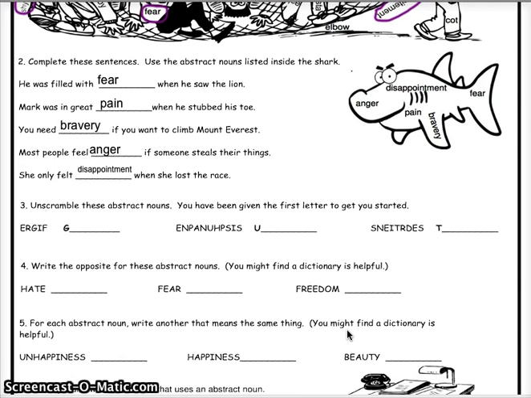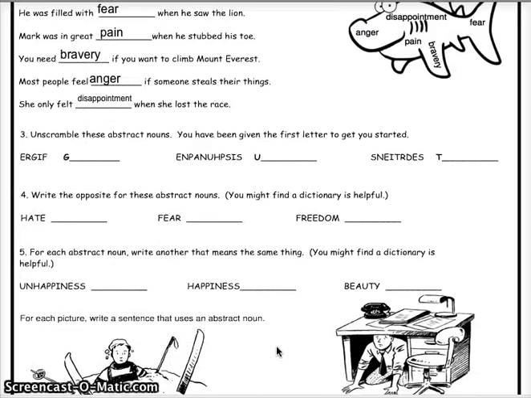Number 3 says, unscramble these abstract nouns. You have been given the first letter to get you started. I'm going to give you this as extra credit, so if you want to figure these out and turn them in, I will give you tickets for doing that. Let's go to number 4.